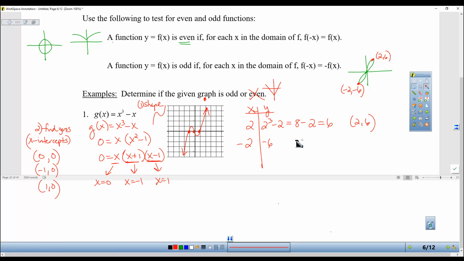So I'm going to plug this number in. Now, sometimes people still get it wrong because they don't plug it in correctly. Don't forget, the negative 2 has to be in parentheses. Now, you could put that on your calculator, but I'm going to do it out. Negative 8 plus 2 is negative 6. So I did get 2, 6, and negative 2, negative 6. So the point would have been down there. So it is an odd function.